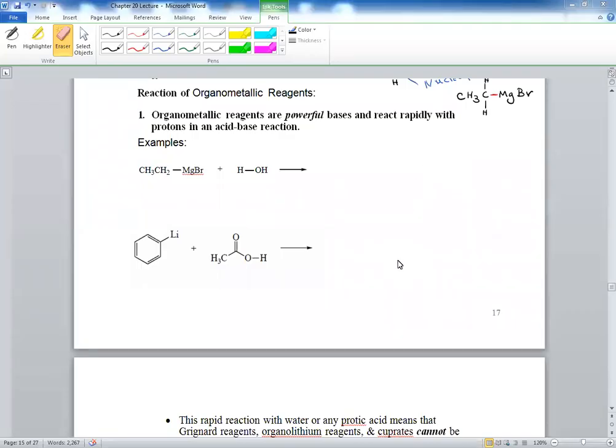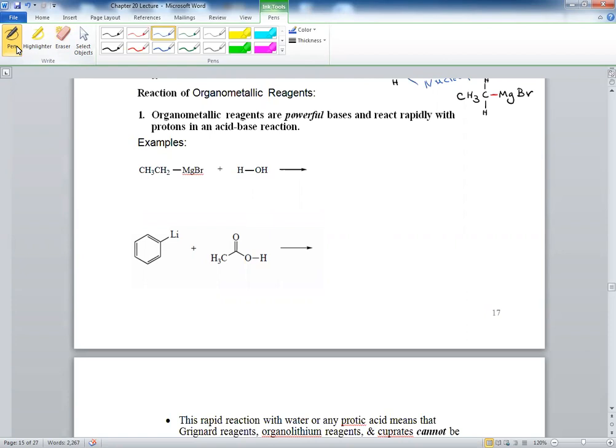Organometallic reagents are powerful bases. So this is the first of the organometallic reagents reactions. A little bit about acids and bases. Before we begin, if you're still not sure about the reactions of acids and bases, I highly recommend that you review acid-base reactions.